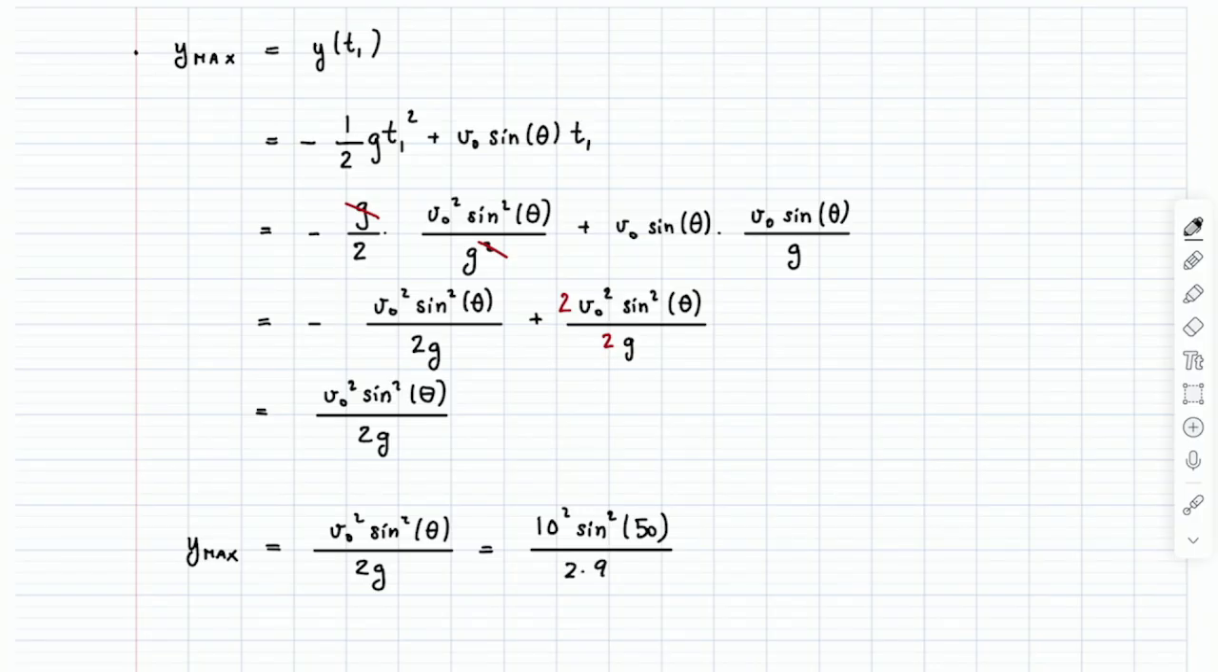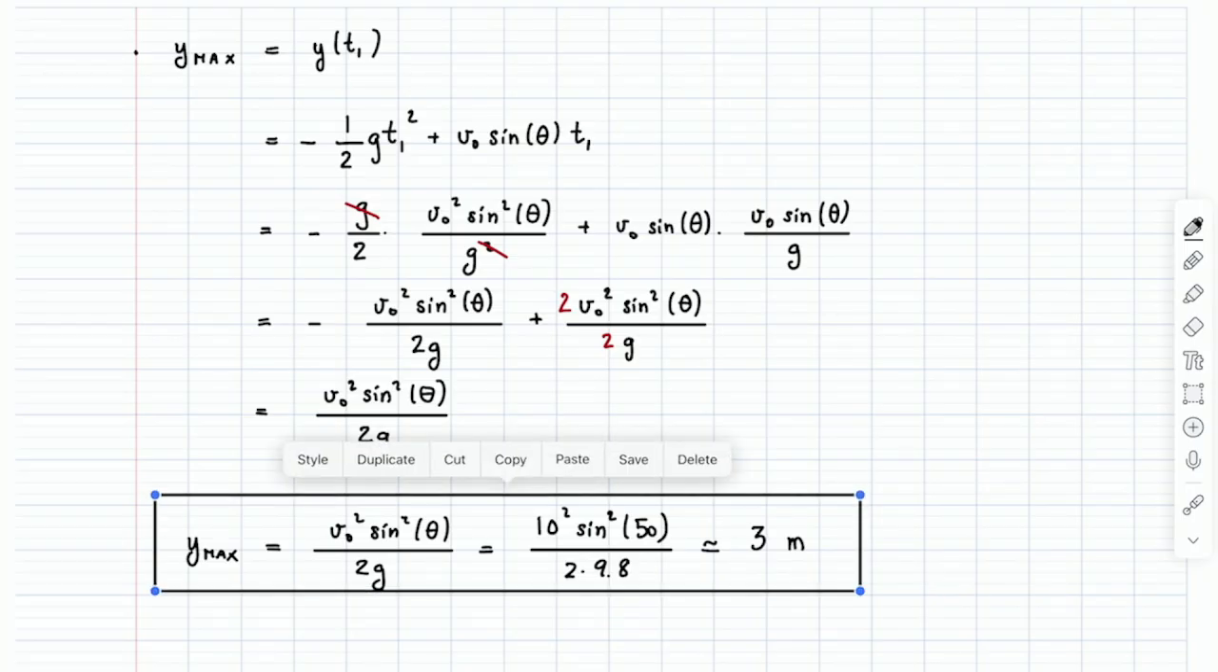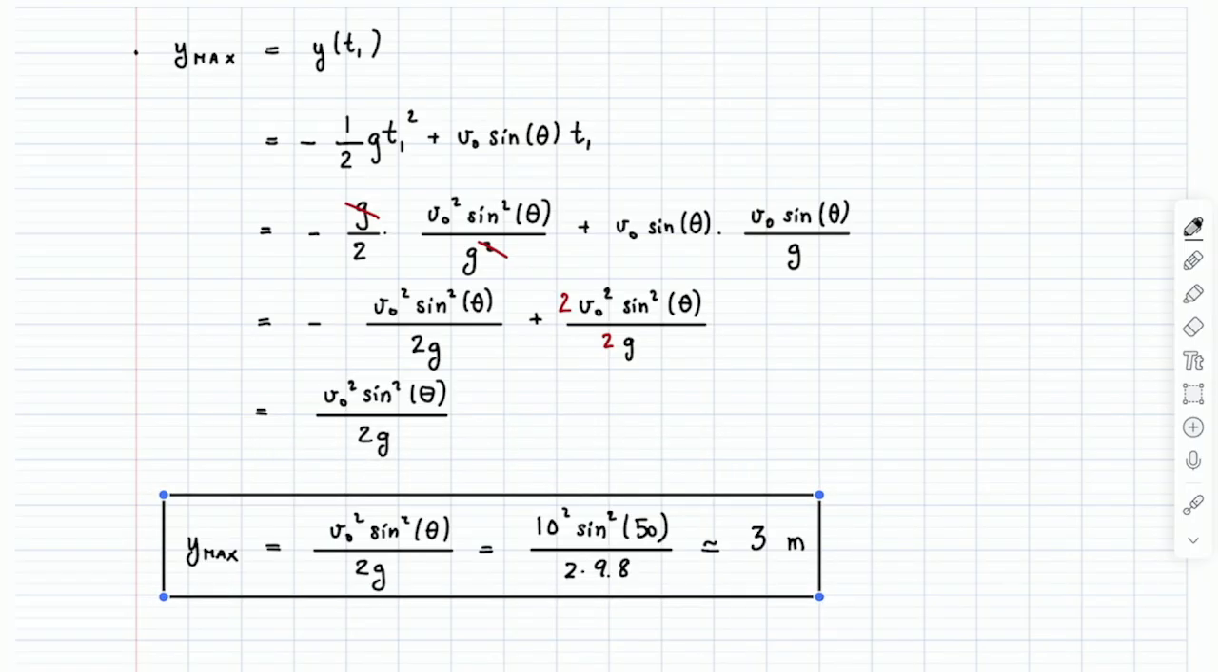Now I definitely need a calculator for that. Sometimes you'll be given values that you can compute off the top of your head, which is nice. But this, you need a calculator, and you're going to find about 3 meters. Something like that. Okay, that's the max height.